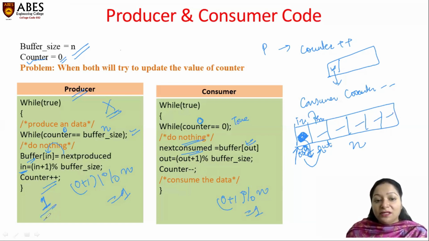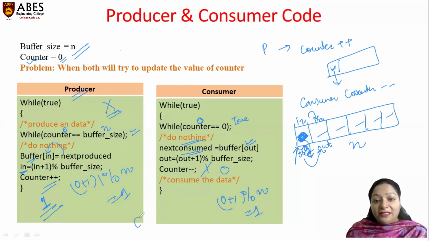The counter value was 1. 1 indicates that one item was produced. Now from 1 it will again become 0. 0 indicates that the item has been consumed by the consumer. So this is how the producer and consumer code will run.